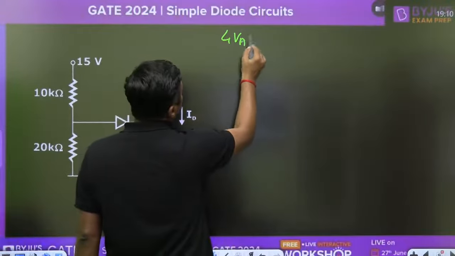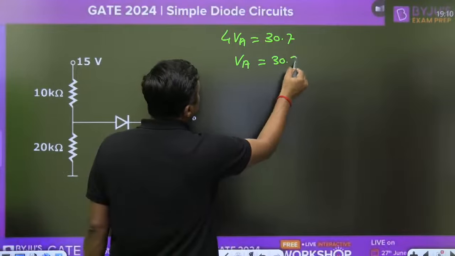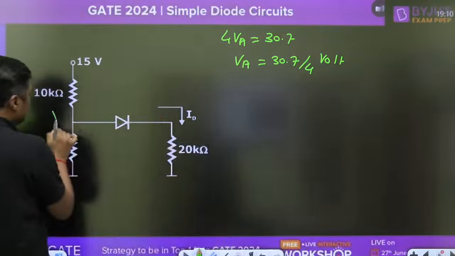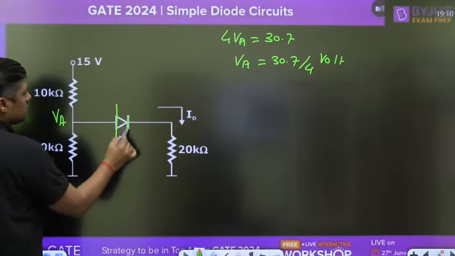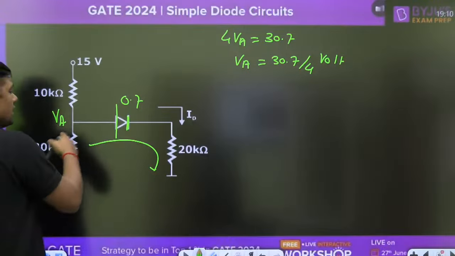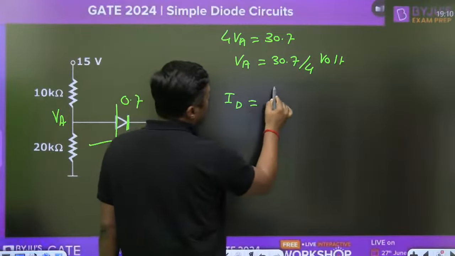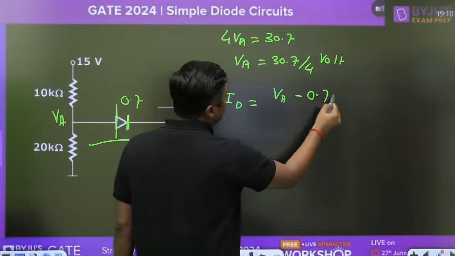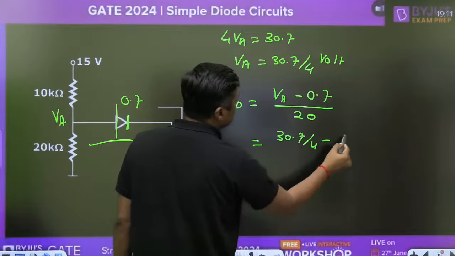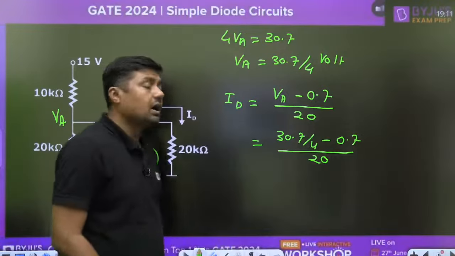So VA is equal to 30.7 divided by 4 volt. Now once you have VA, the voltage at this point, and this is the 0.7 volt battery, what is the current through the diode? VA minus 0.7 upon 20 kilo ohm. VA minus 0.7 is the drop, and 20 kilo ohm. Put the value, divided by 20, and you will get the answer for this question.